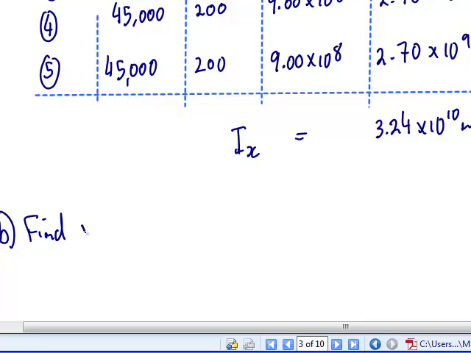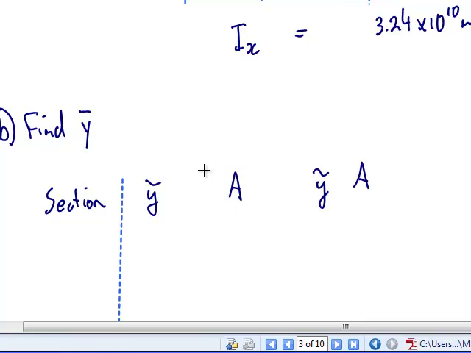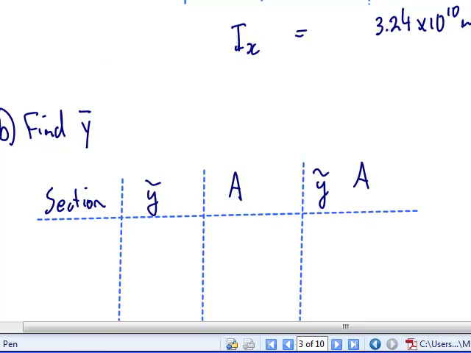So we need to find y bar. We're going to be using a lot of the same numbers that we had from the other table. In fact, we could probably just add another column. No, I'm going to do it this way. So we're going to have section, y tilde, area, and y tilde times area. The reason we have those columns in our table is because y bar equals the sum of the y tildes times the area over the sum of the areas.